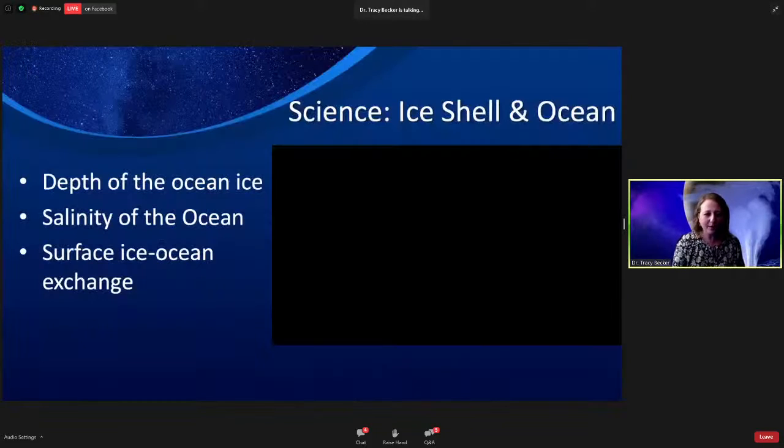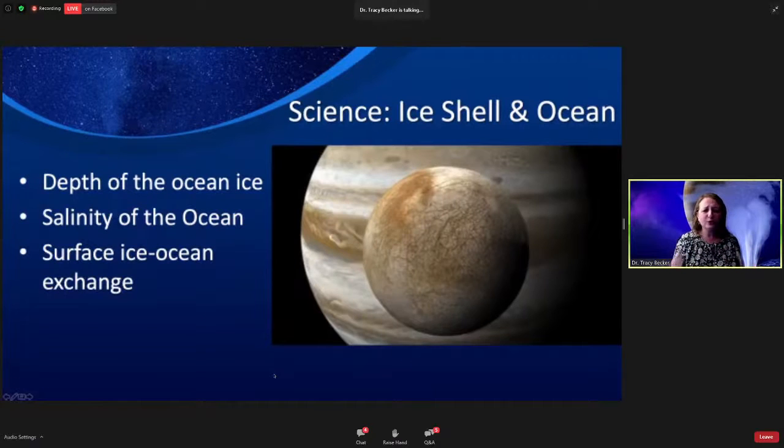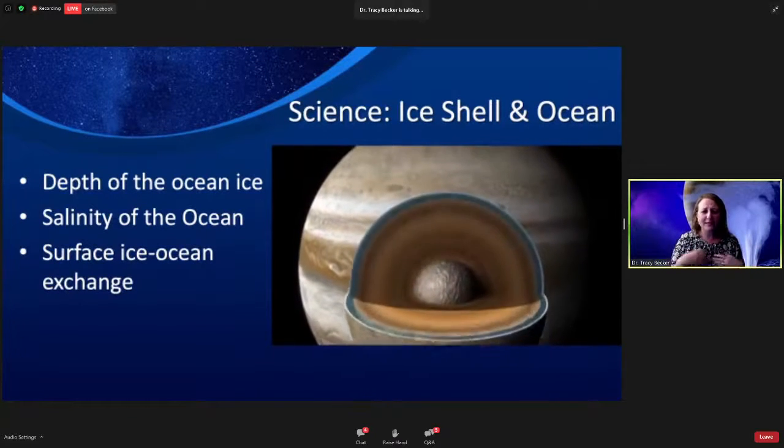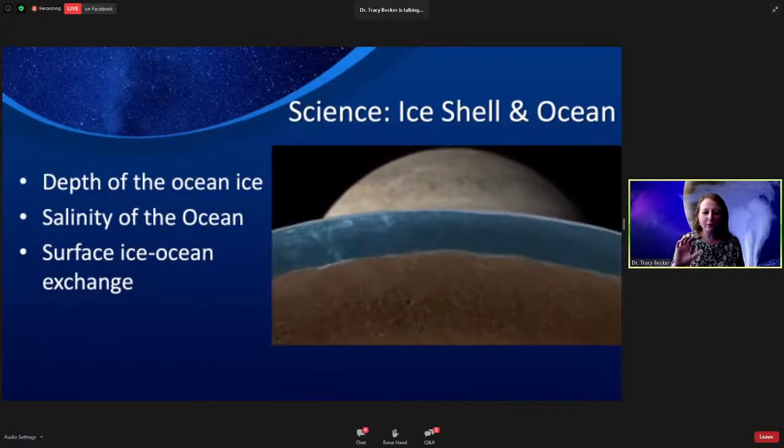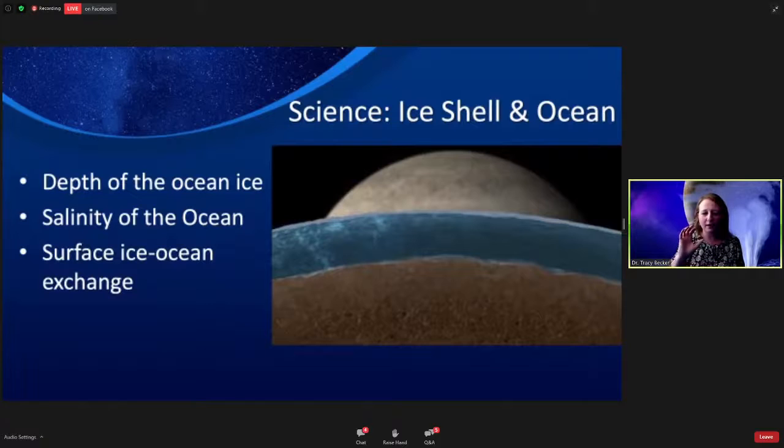And a quick video here just to show one of the things we really want to do: understand the depth of the ocean ice, the salinity or the temperature of the ocean, and understand how the surface and the ocean might be exchanging material. So if we see stuff on the surface, how does that relate to what's below?